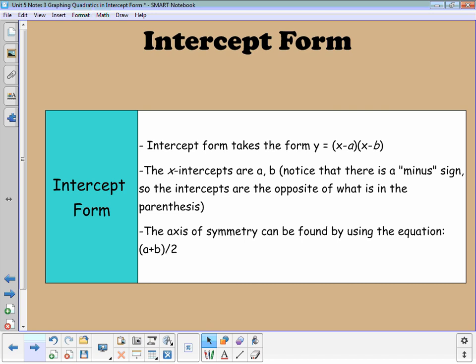So intercept form takes the form y is equal to (x minus a)(x minus b). That's a general form, and if you look, that's the factored form of a quadratic. That's what we were working on all last unit. So our x-intercepts are a and b.